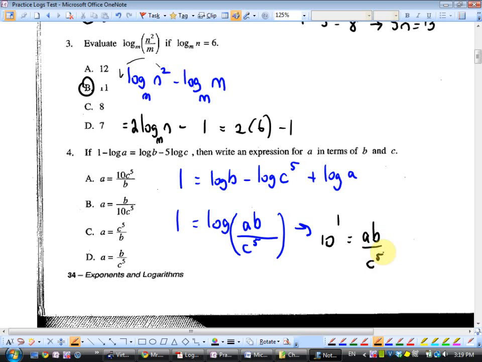And Jesse, what did you say? What are we trying to get by itself? A. We're multiplying the B. I think we'll divide to move it over. We're dividing the C to the 5th. I think we'll multiply to move it over. I think A is going to be 10 times C to the 5th divided by B. Is that an answer that's sitting there somewhere?